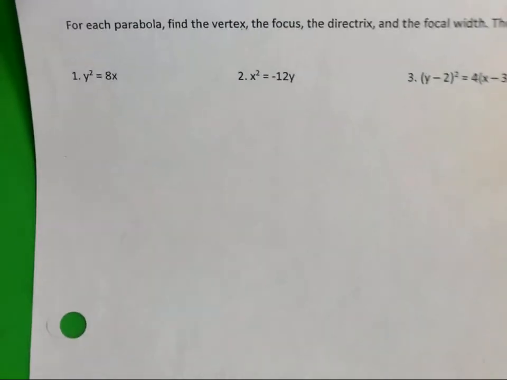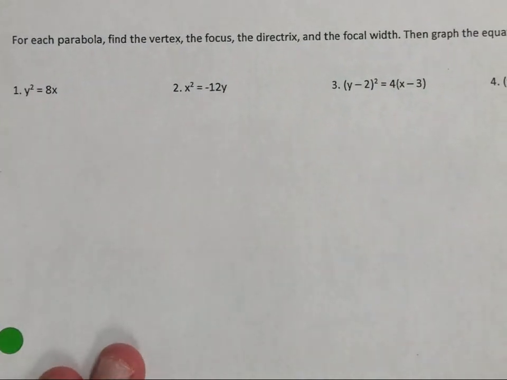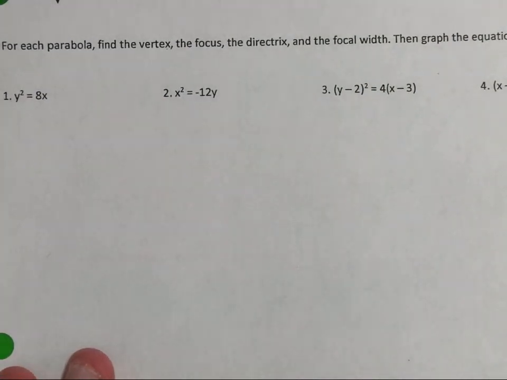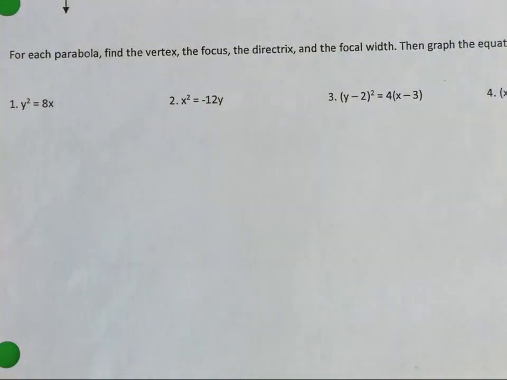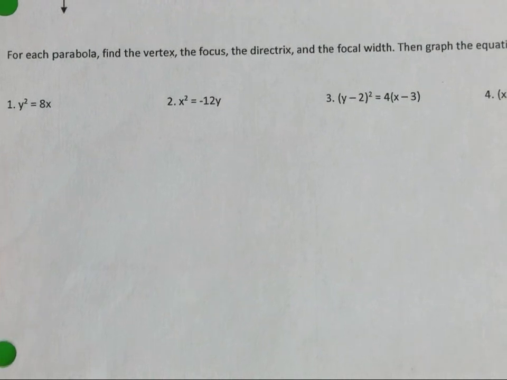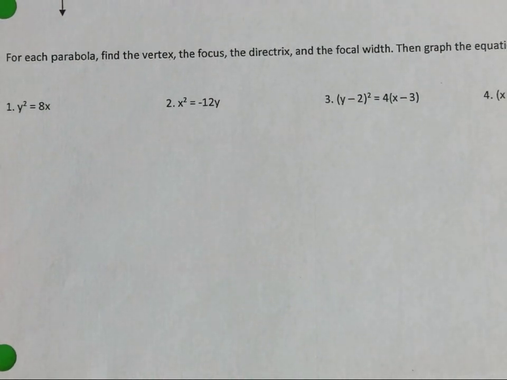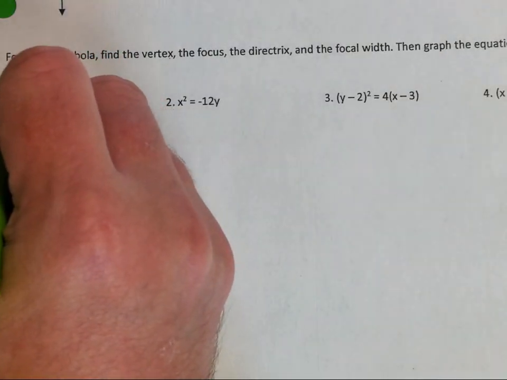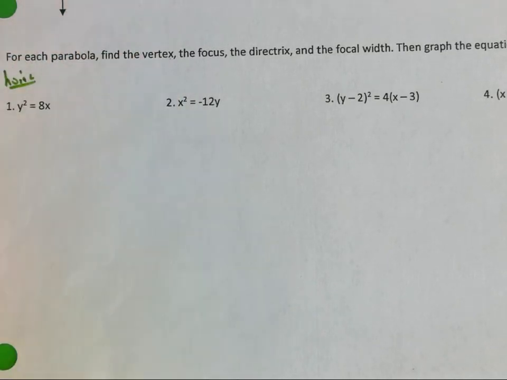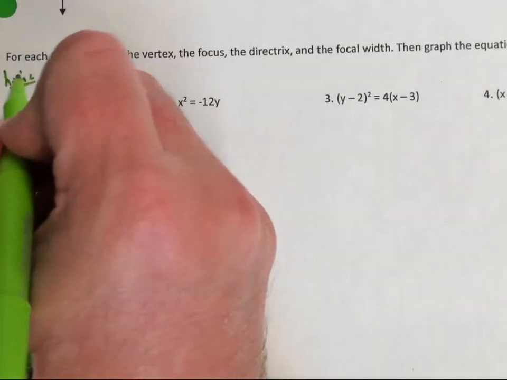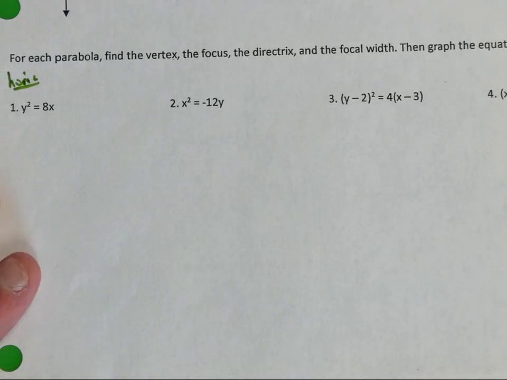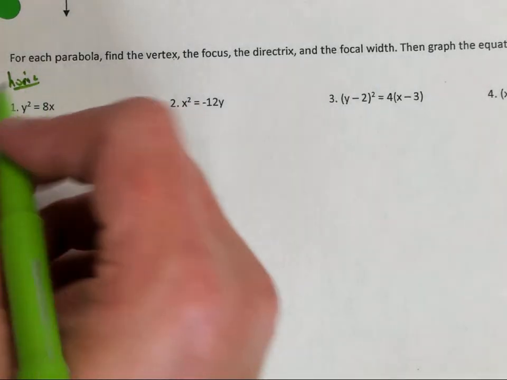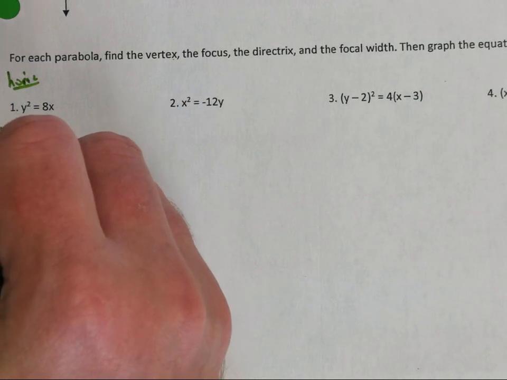Let's look at number 1. We want to find the vertex, the focus, the directrix, and the focal width, and then graph. Looking at this, the y values first. Is this going to be a vertical or horizontal? It's opposite of what you think. Horizontal. Vertex. Are there any parentheses in any of this? So what's your vertex? 0, 0.